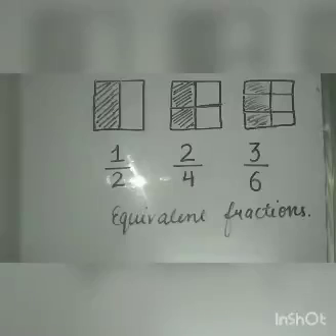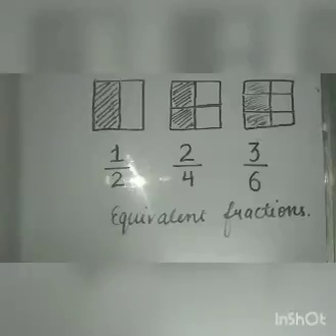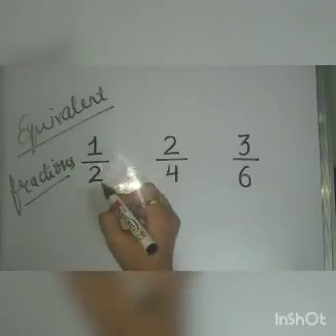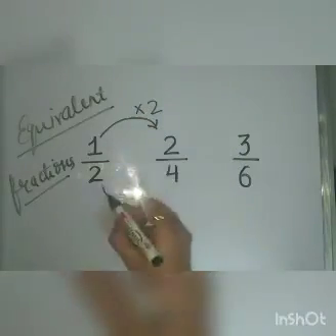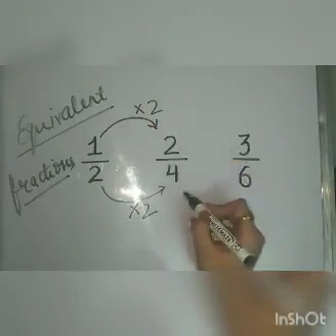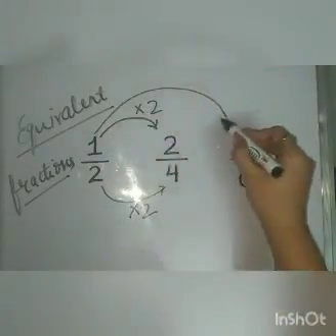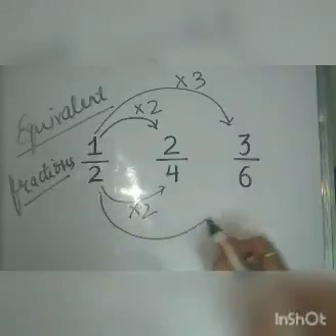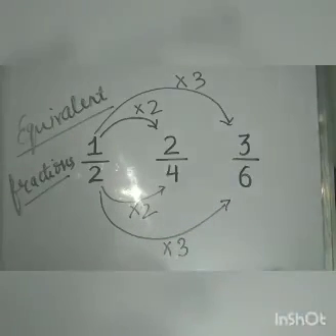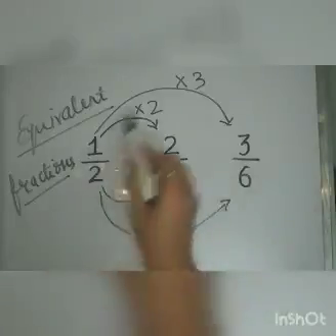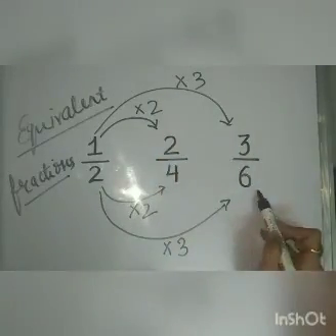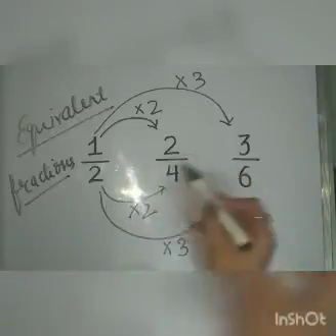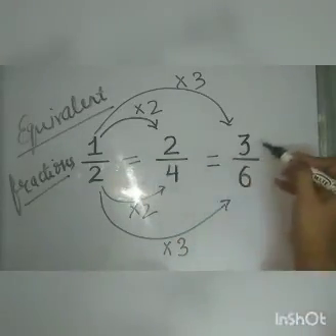To find an equivalent fraction of a given fraction, we will multiply or divide the numerator and denominator by the same number. If we multiply 1 and 2 by 2, we will get 2 upon 4. And if we multiply 1 upon 2 by the same number 3 at the numerator and denominator, we will get 3 upon 6. 1 into 3 is 3, 2 into 3 is 6. So 1 by 2 is equivalent to 2 by 4, which is equivalent to 3 by 6.